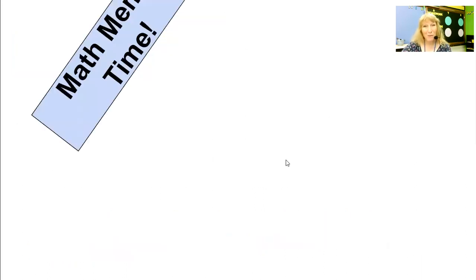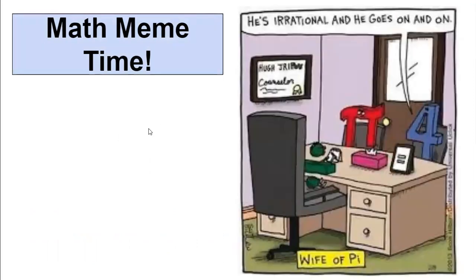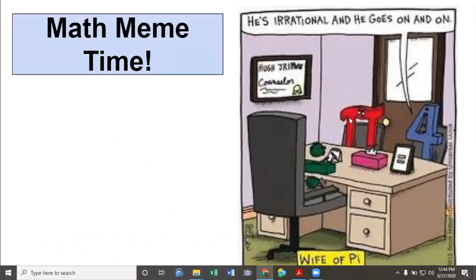Okay, first I have my math meme for you, and I'm going to close myself out here so you can see the full screen. My math meme for the day, and this should make sense to you, is you've got the number 4 and the pi, and they're in the counselor's office here, and at the bottom it says wife of pi. So 4 is the wife of pi, and she's saying he's irrational, and he goes on and on. She's saying that to the counselor.